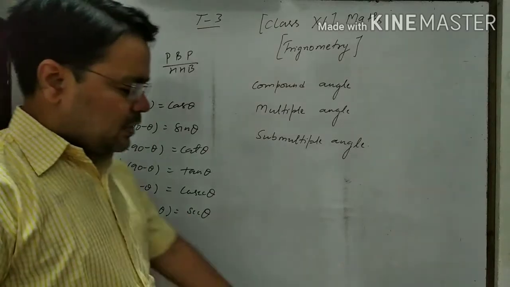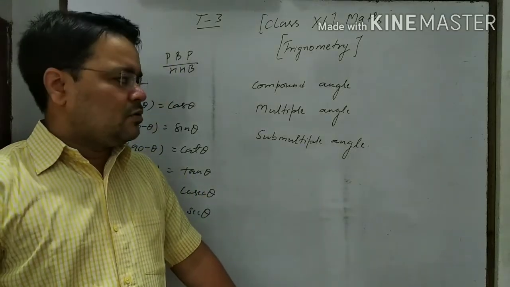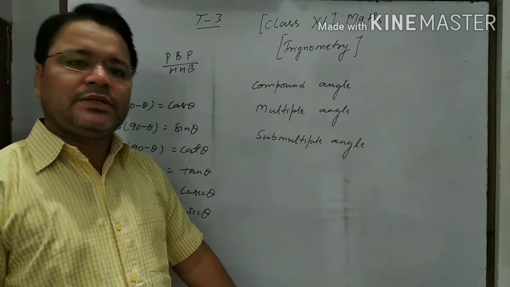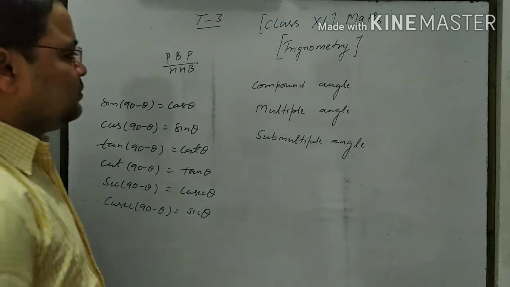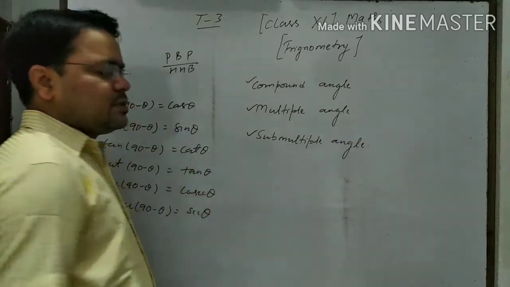Some more things are given in class 10, just like reciprocal relation, square relation. All about this I discussed in the first video of trigonometry. Now let us see what is a compound angle, what is a multiple angle and what is a submultiple angle.